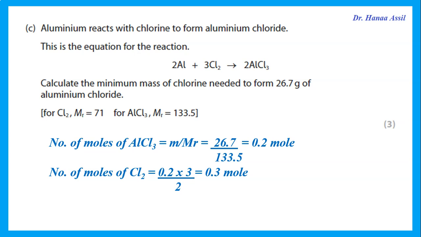What is the question asking for? Mass. Mass is number of moles times MR. Remember, the question gives the MR. So the number of moles that we get times the MR, that is the mass of chlorine that is required.